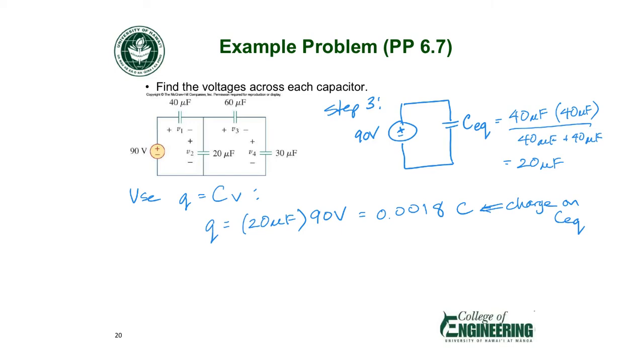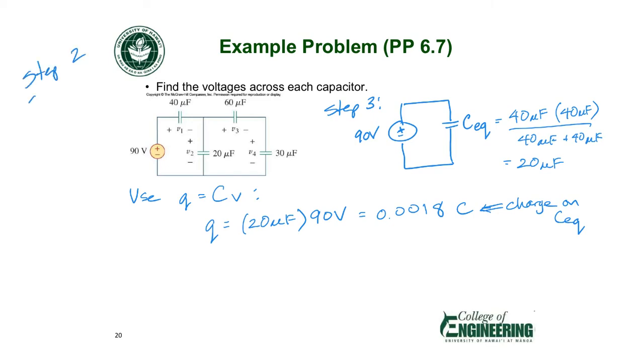Okay, so I know how much charge is being stored in the combination of all the capacitors. But the question was, what's the voltage across each capacitor? So I know these four capacitors together are storing 2 millicoulombs of charge. I just need to know how that charge is distributed across all those capacitors. So let's go back a step and look at the schematic for step 2. Let me draw it on the side over here.